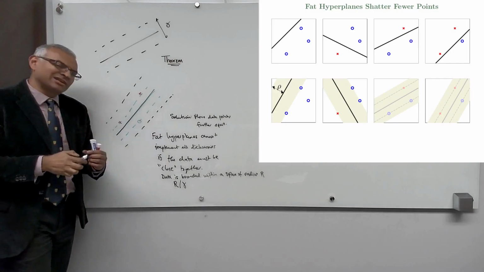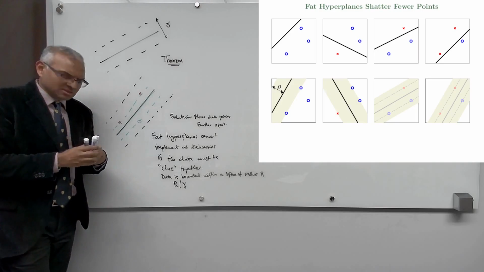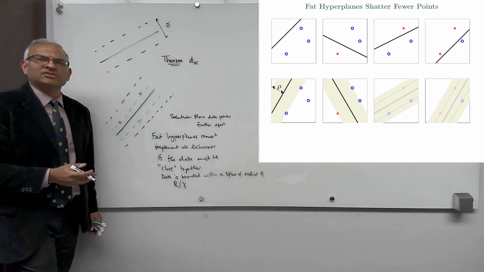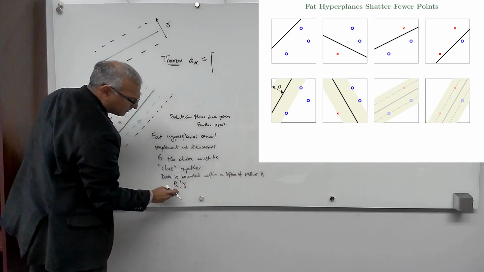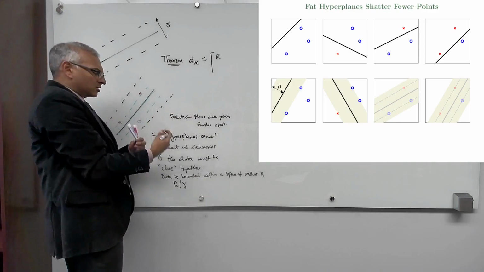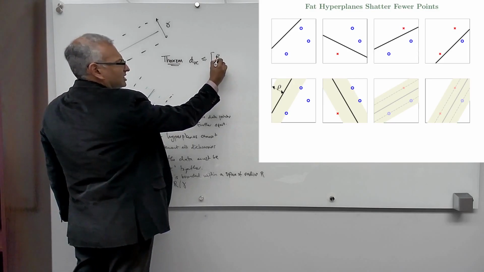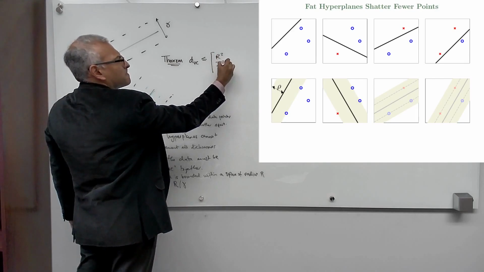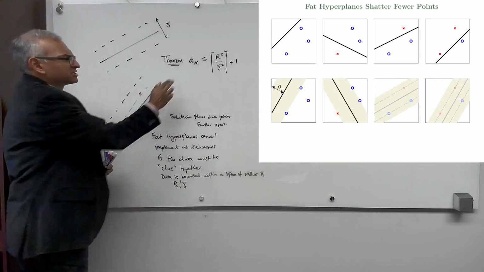So what's the VC dimension related to? The VC dimension is related to the maximum number of data points that you can shatter. Indeed, we can show that the VC dimension, dVC, i.e. the maximum number of data points that you can shatter, is less than or equal to basically this ratio squared: the bound on the sphere that contains the data, R, divided by gamma, the thickness of the hyperplane, squared. Plus 1. So the VC dimension is at most that.